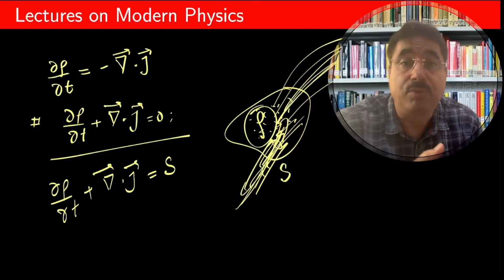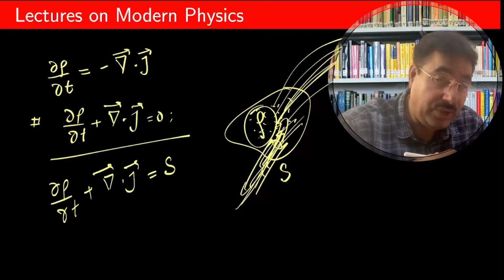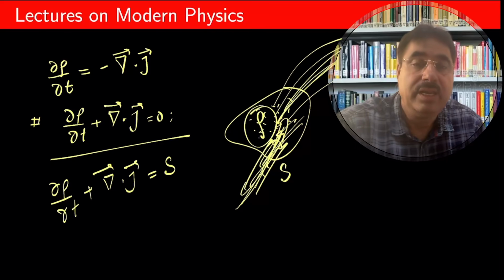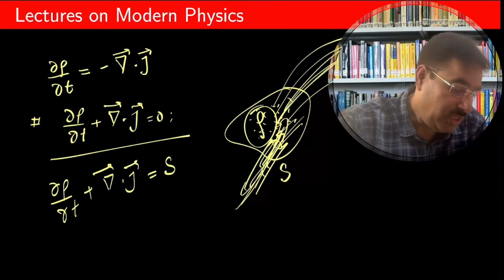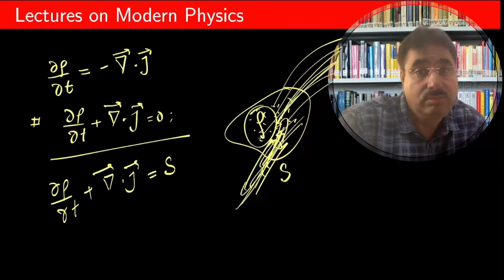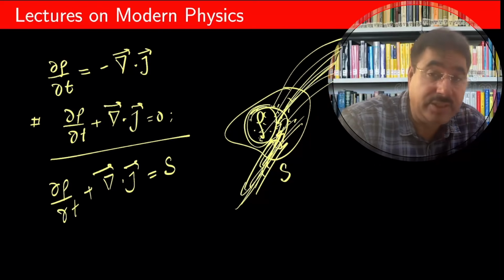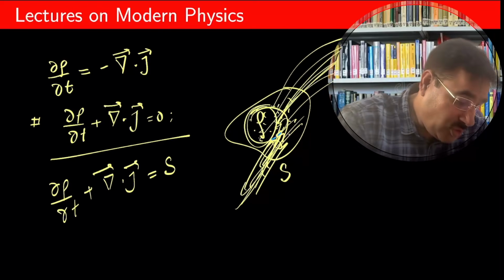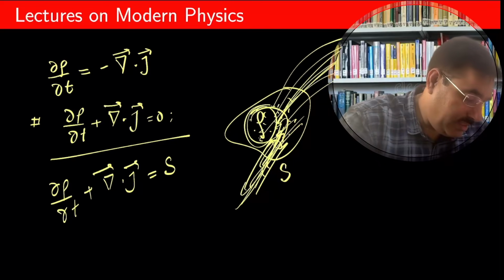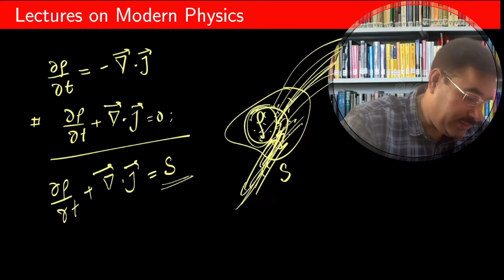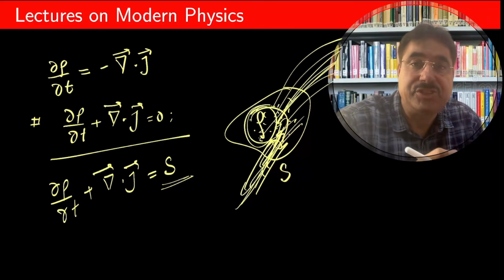Now, if S is positive, it would mean that we are feeding charges into the system, and negative would mean that we are taking charges from the system. So charge can flow, that's fine. It will result in a drop in charge density. But if there is a source within where charge is supplied, then that would change the equation of continuity.